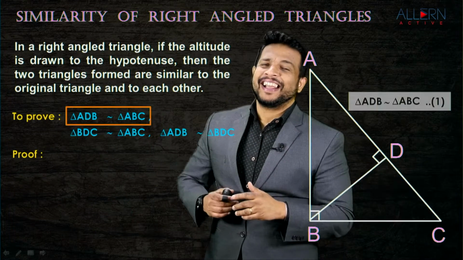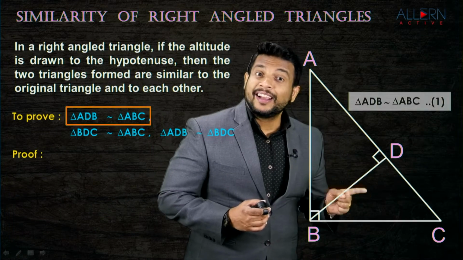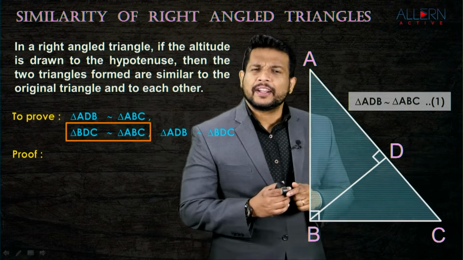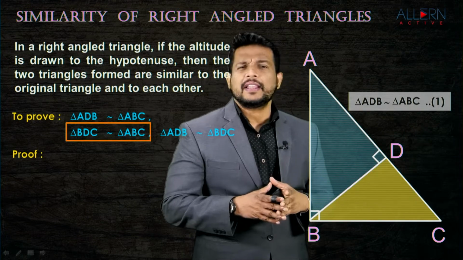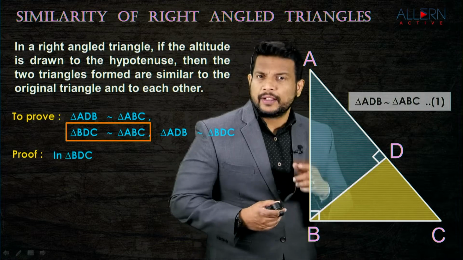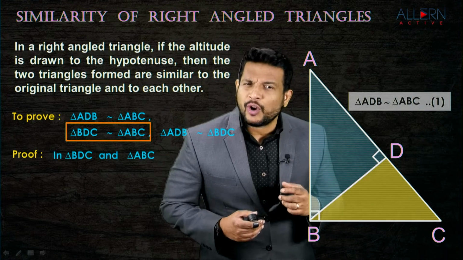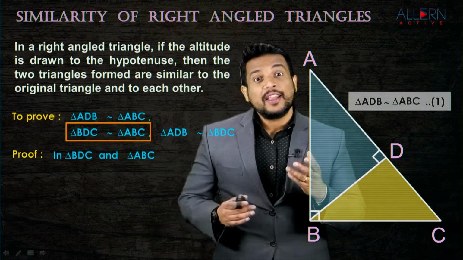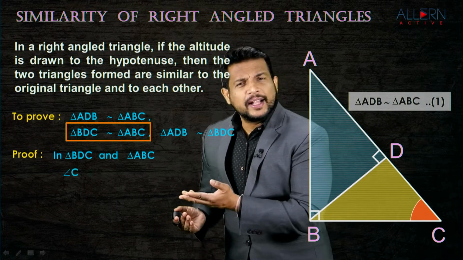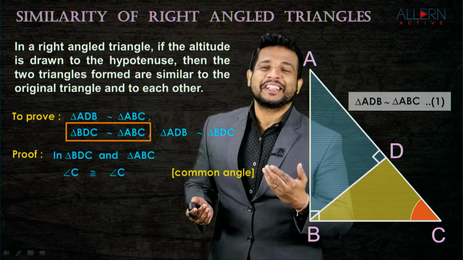Next pair of triangle. Let's consider the smaller triangle and the bigger triangle. Let's consider triangle ABC and triangle BDC. Now I want you to tell me in both the triangles, which angle is a pair of angle which is equal, which is congruent. Yes, you have that angle C. Why? Common angle. So you write angle C is congruent to angle C, and the reason is common angle.